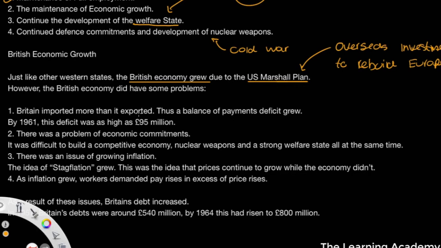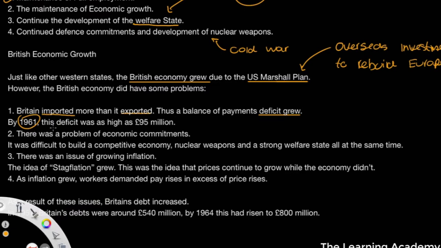However, when it comes to looking at the period of Butskellism and this sort of economic consensus, there were a number of problems that needed to be addressed. So for example, Britain imported more than it exported, which means that there was a balance of payments deficit. So every single time in economics, if you have more imports, more things coming in than things being sold going out, the balance of payments deficit would grow further and further. And if you then reverse the two roles, we have more exports than imports, then the balance of payments deficit begins to reduce.